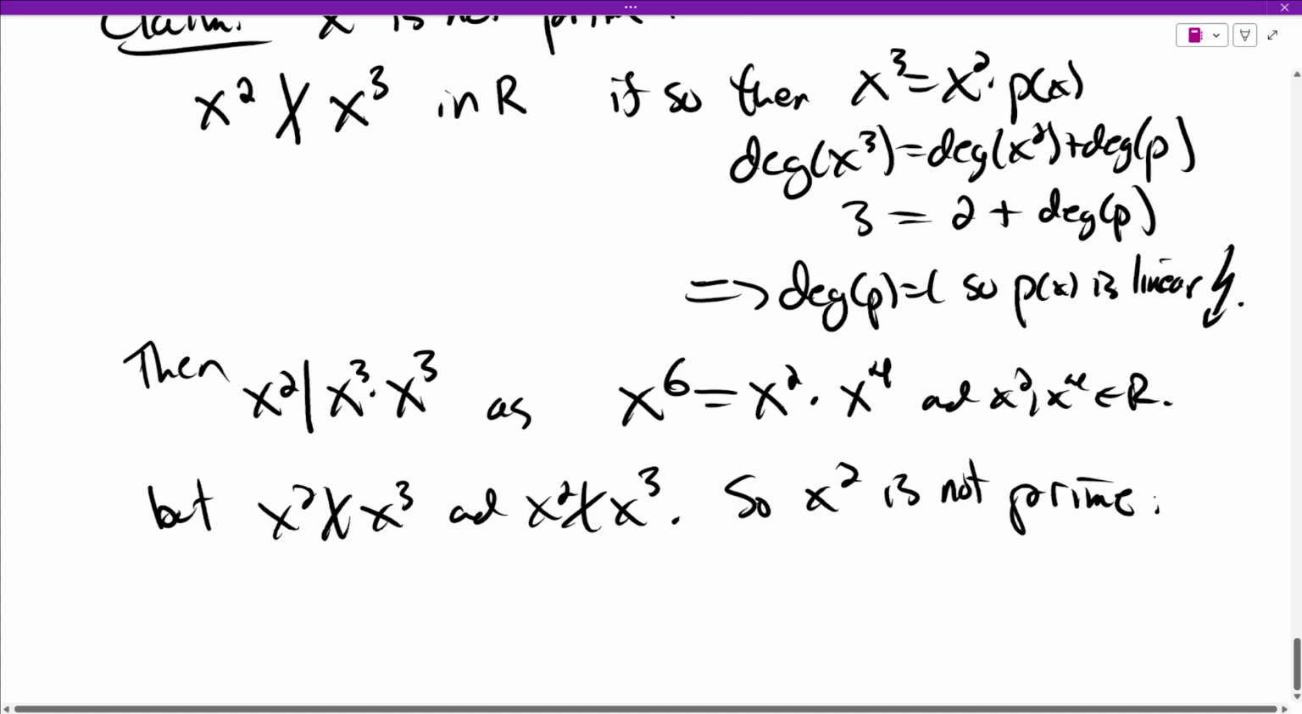It's not a prime element. All right, so here's an example of a domain where there's an irreducible element which is not prime.